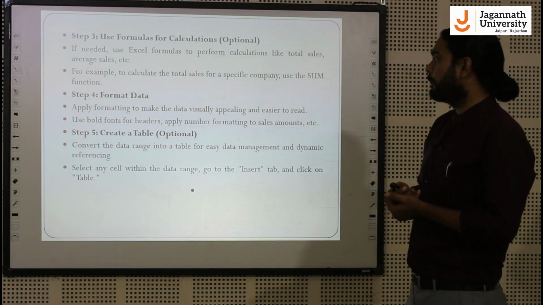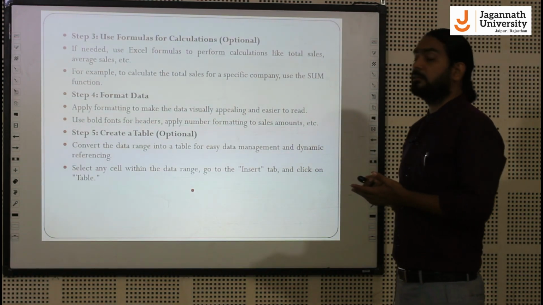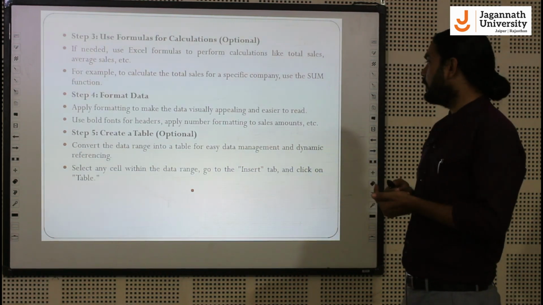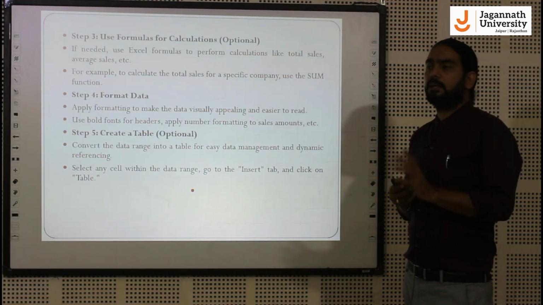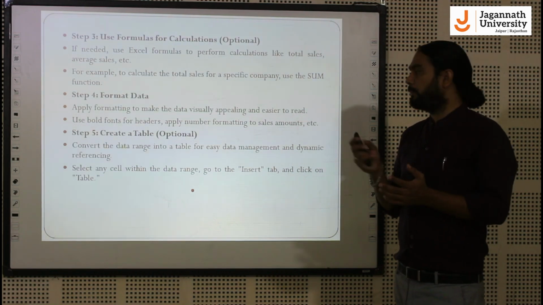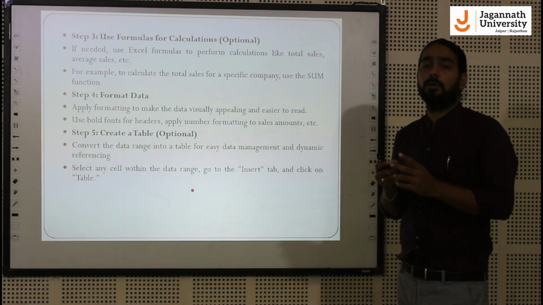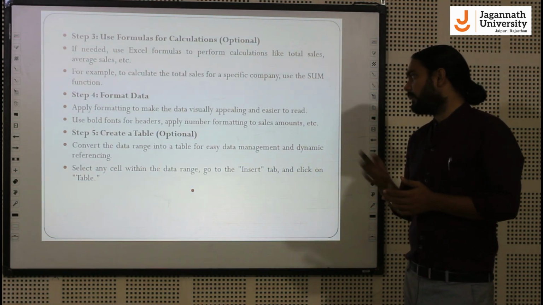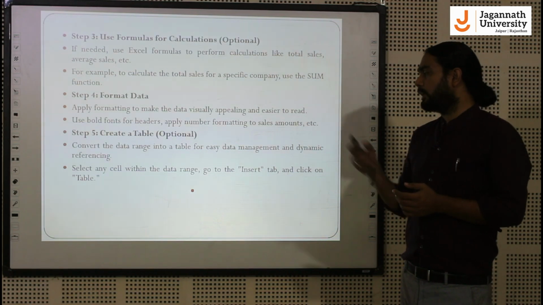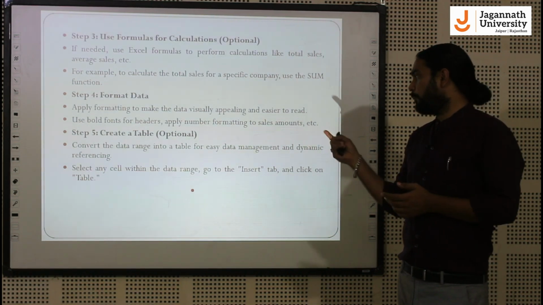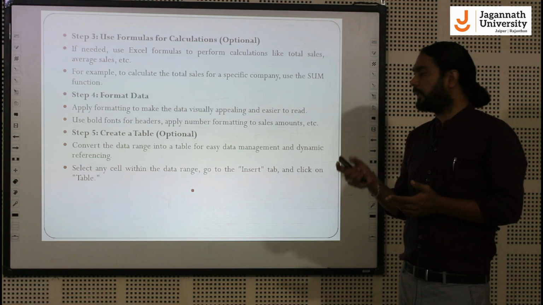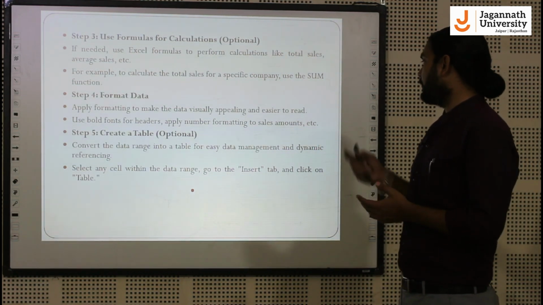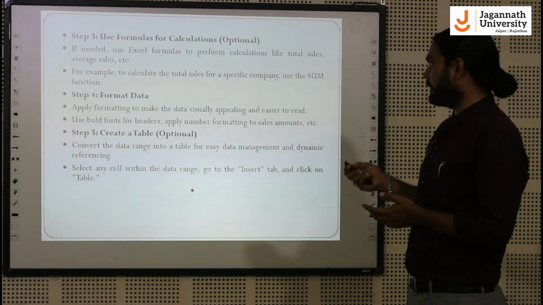Step number 5, we have to create a table. This is also optional. Convert the data range into a table for easy data management and dynamic referencing. So tables play a very important role in Excel. Select any cell within the data range, go to the Insert tab and click on Table. So this is the option to create a table. Here are the options in the Insert tab. Here the option is Table, and we can click on it.